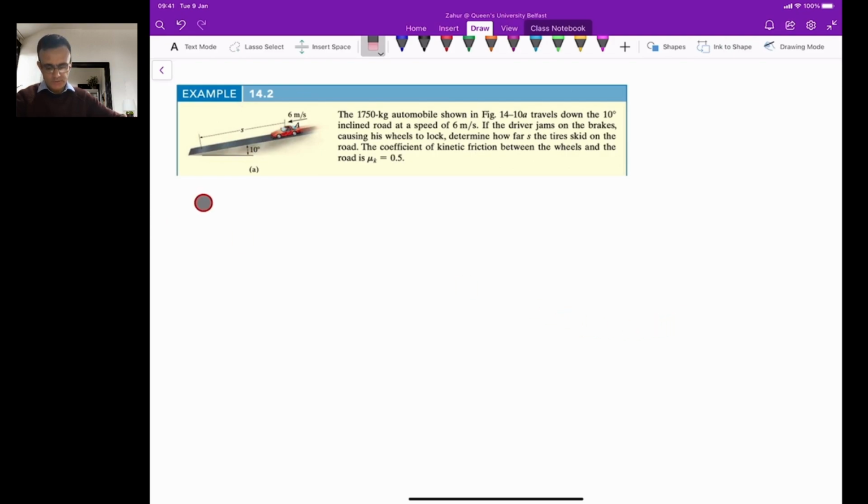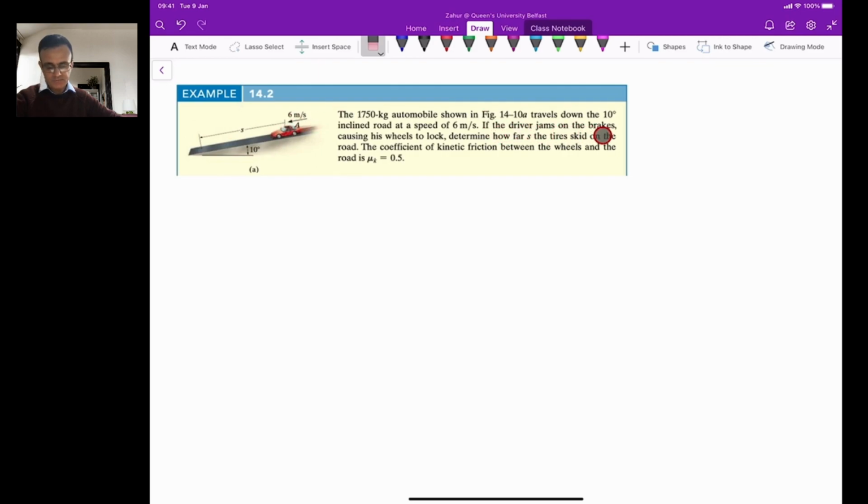Okay, so in this numerical example, which is 14.2, taken from the R.C. Hibbeler book and is one of the numerical examples in your tutorial sheet, the 1750 kilogram automobile shown in figure 14.10A, which is this figure here, travels down the 10 degree inclined road at a speed of 6 meters per second. So the speed at location A is 6 meters per second.